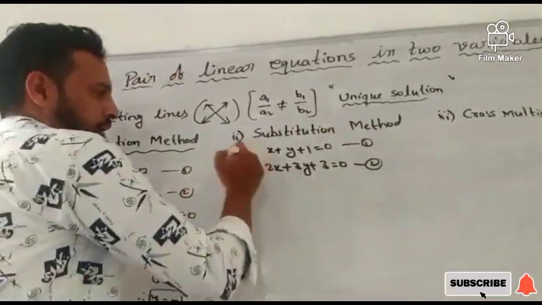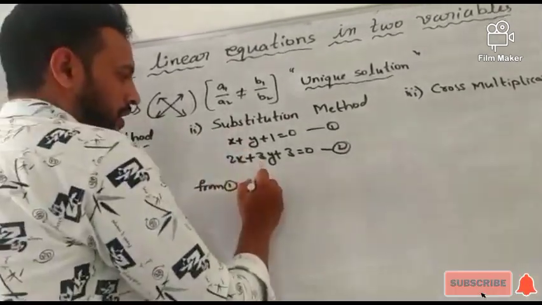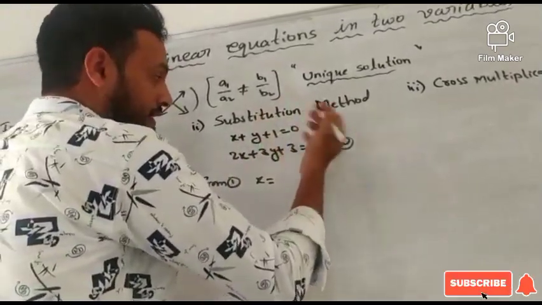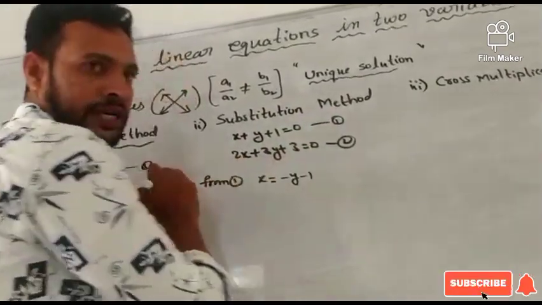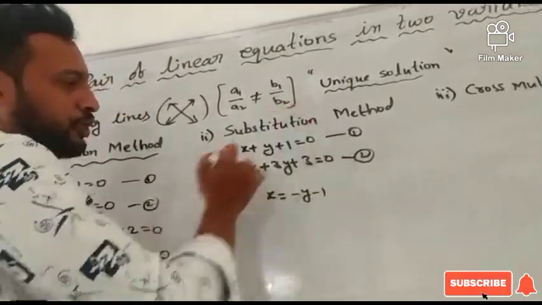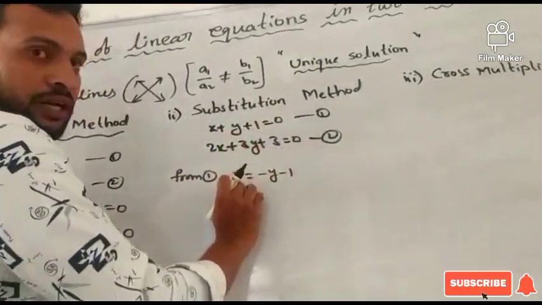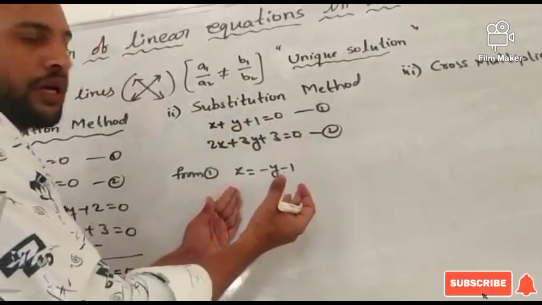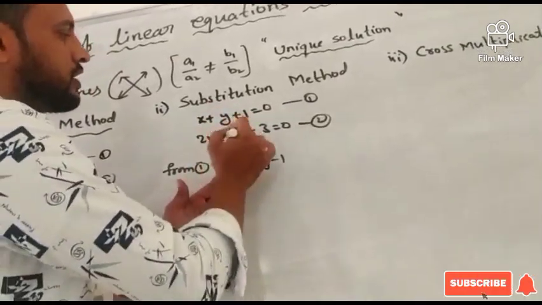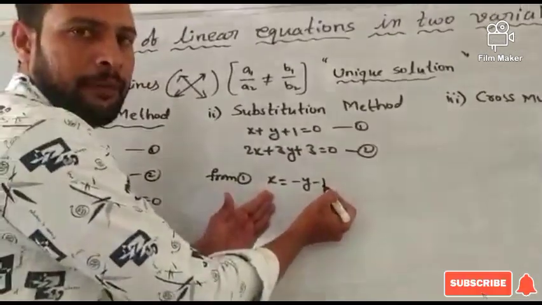Okay. From equation number 1, from x plus y plus 1 equals 0, send the y outside to the RHS, then it becomes minus y minus 1. So x is equal to how much? Minus y minus 1. As the name suggests, substitution method, you have to take any one equation and convert it in terms of any one of the variables. So after getting the x value or y value, you can also convert this one as y is equal to minus x minus 1, but I am taking x is equal to minus y minus 1.